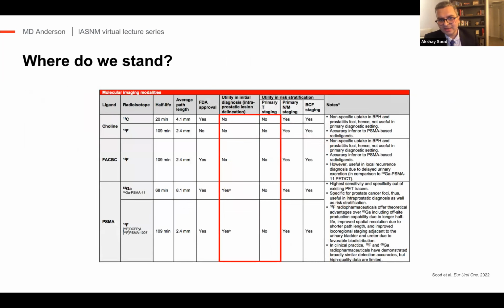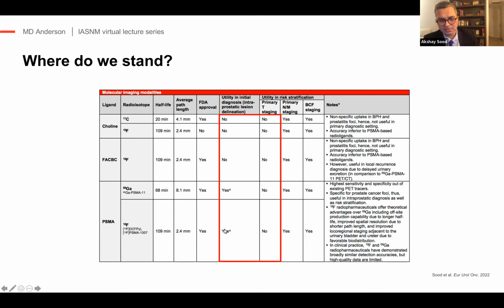So where do we stand? We have just submitted an invited review article to European Urology Oncology discussing these situations. So here is a summary. We know that choline PET and fluciclovine PET don't really help us in intraprostatic delineation because they are taken up in a non-specific pattern in the prostate. They get taken up by BPH nodules as well as prostate cancer foci, so there are a lot of false positives. These imaging modalities don't really help us in intraprostatic delineation.